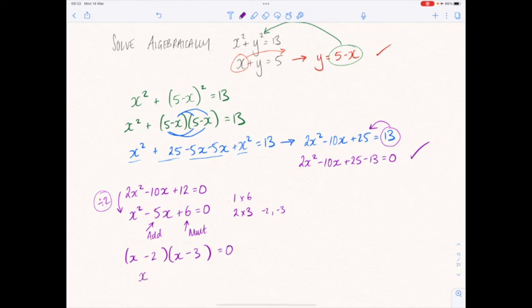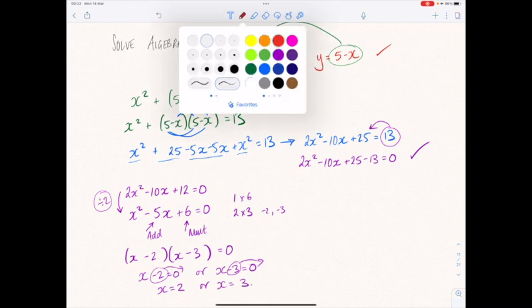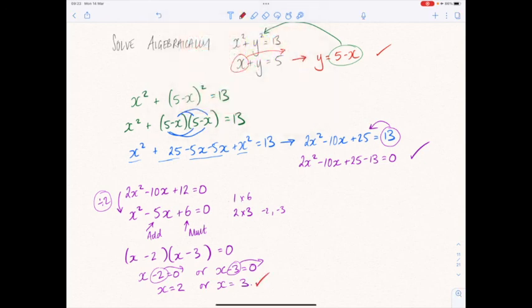So solving this, x minus 2 equals 0, or x minus 3 equals 0. So x is equal to plus 2, because I'm taking that over, and x is equal to plus 3. So I've now found my x values.